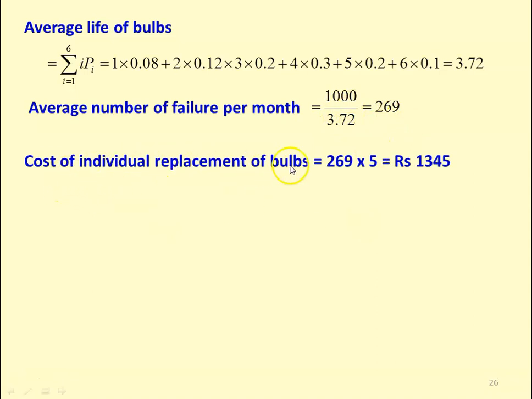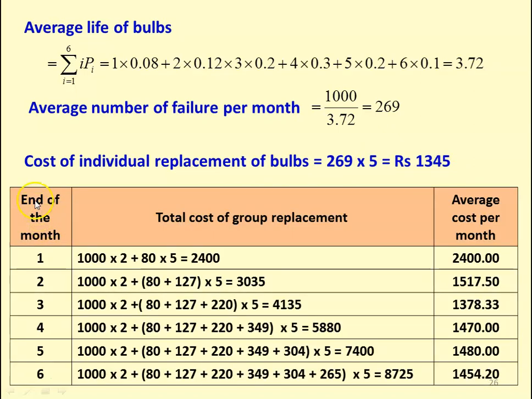269. Cost of individual replacement of bulbs equals 269 into 5. So 5 rupees per bulb when you replace individually. The average failure per month equals 269. So the cost of individual replacement is 1345 rupees. Now, if you replace in terms of a group.